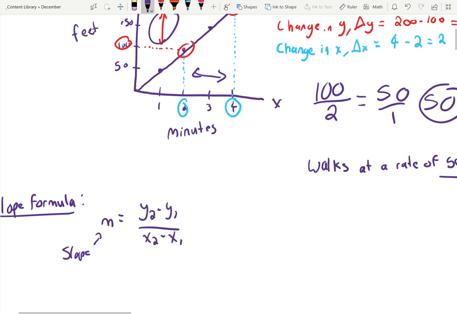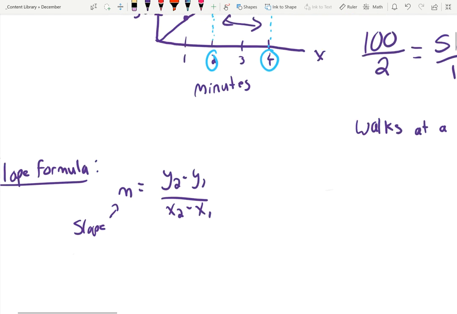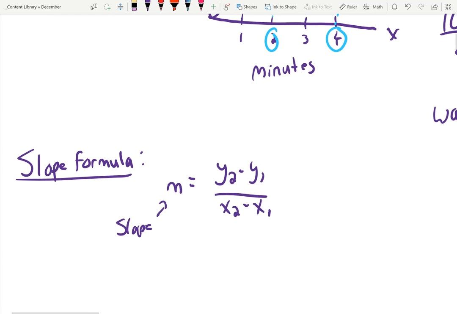So you'll notice this is very similar to essentially what we did over here. 200 minus 100, 4 minus 2. Because we took the two y values and subtracted them, and we took the two x values and subtracted them. So that's essentially what we're doing. We're finding the change in y, subtracting the y values, over the change in x, which is subtracting the x values.